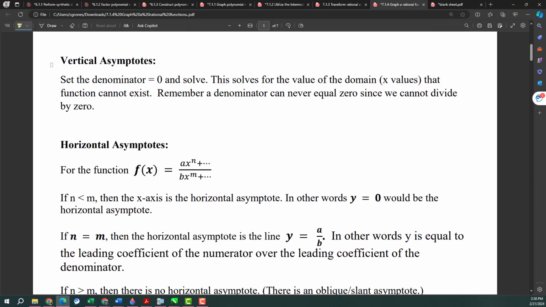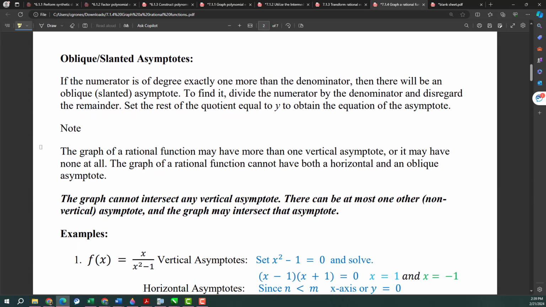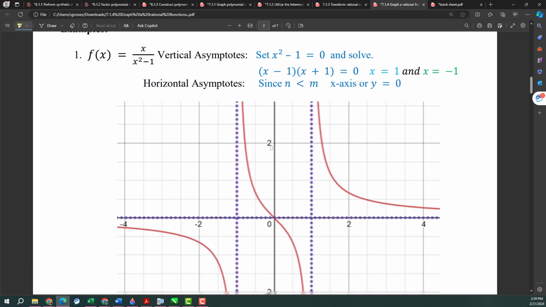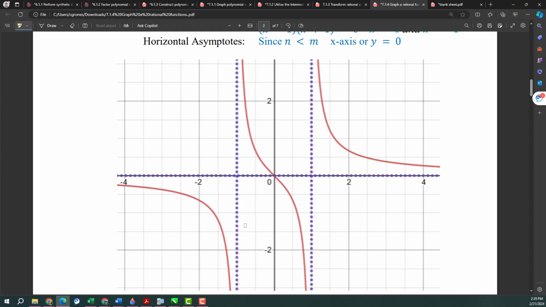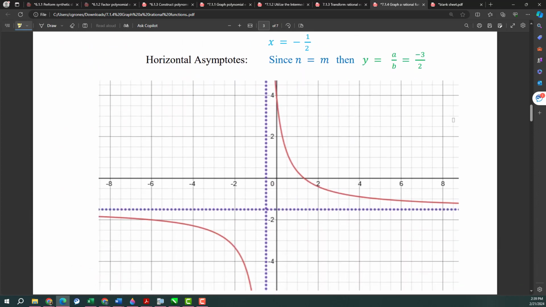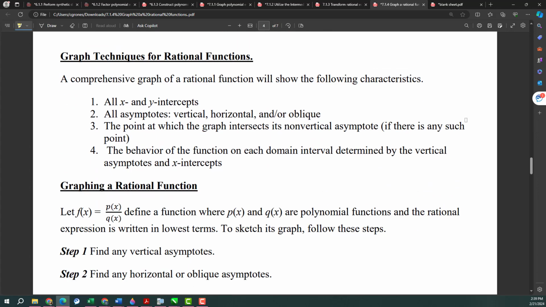So we talk about vertical asymptotes, horizontal, and then oblique or slanted asymptotes. And then there are some examples down here. If you look at these lines, this purple dotted line, these are the asymptotes. This is what the graph is going to approach, but it doesn't matter how far you get, it will never touch those lines. So there's lots of examples down here.